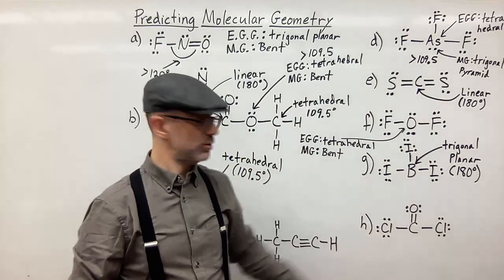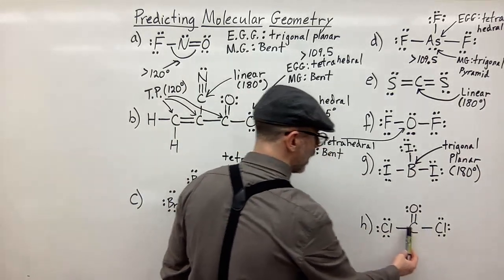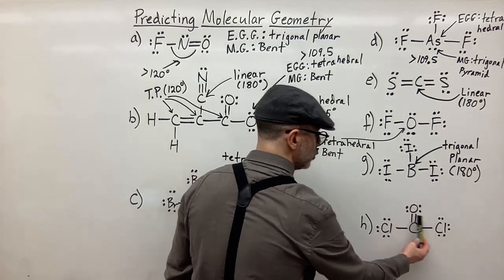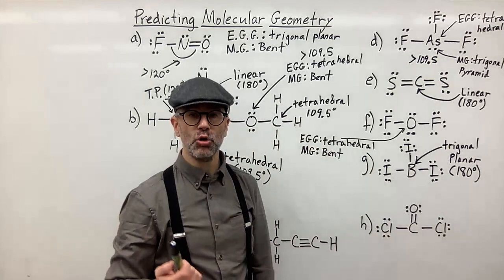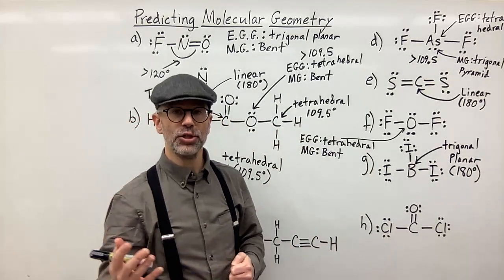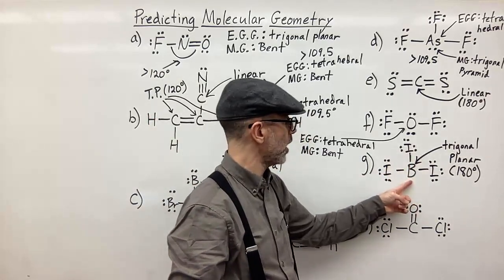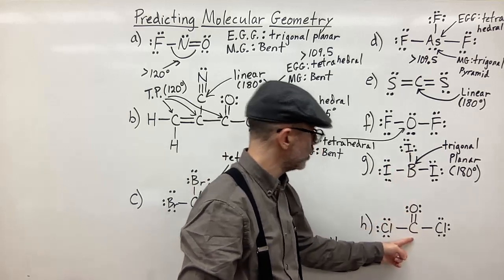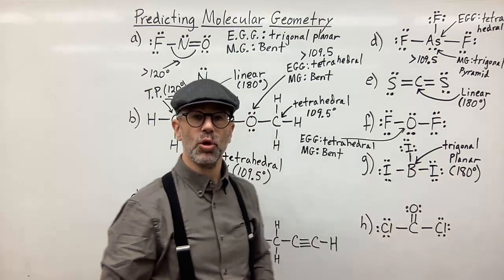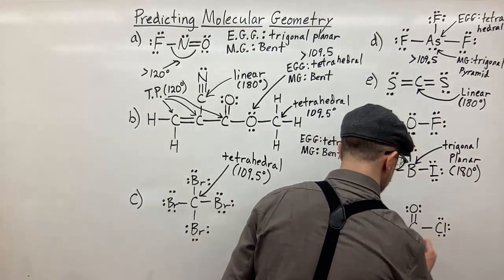Next, for H, again, we have 1, 2, 3 bonding groups. Remember, the double bond is treated like one group. So again, we have three bonding groups, no lone pairs. So your electron group geometry and your molecular geometry will be identical. And so just like with G, with the boron, we have three groups. So the electron group geometry and the molecular geometry for this molecule will be trigonal planar again. So this one is also going to be trigonal planar.